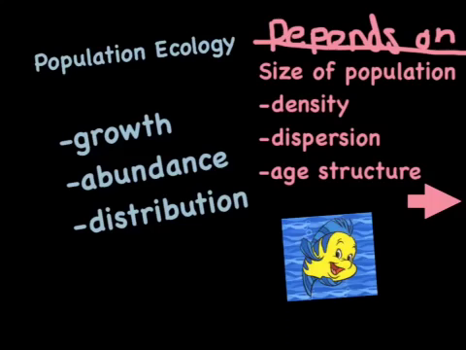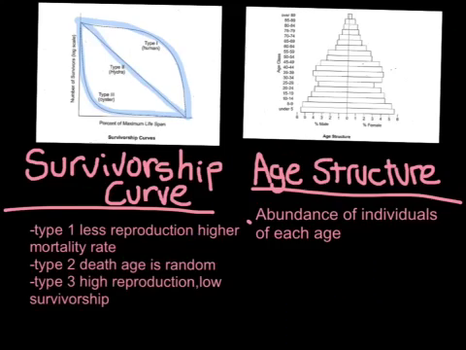Next is population ecology, which is the study of the growth, abundance, and distribution of the population, and it can be dependent on the size of an actual population, the density, the dispersion, and the age structure. Age structure to the right can be described by this chart. As you can tell in this example, the lower the age, the higher the percentage of individuals there is, and as the age grows higher, the smaller the population is.